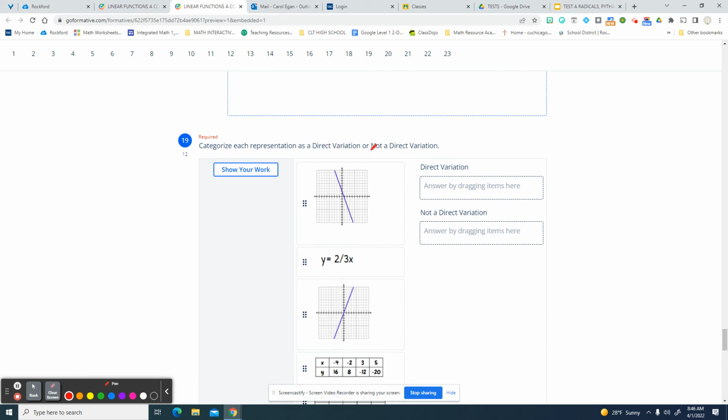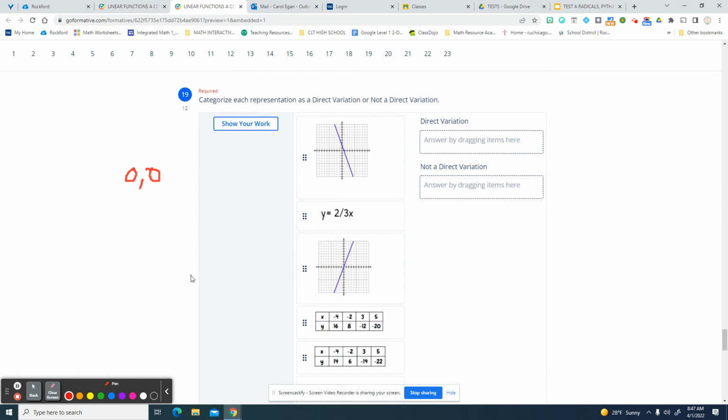Categorize each representation as a direct variation or not a direct variation. Remember, a direct variation goes through the origin, right? So how do we measure that? That's about finding the y-intercept, or finding the b. So when I look here, if it's going through 0, 0, which it does not look like it is, so this is a no. This one, it doesn't have a b, meaning the b is 0. This is a yes. Through the origin, yes.